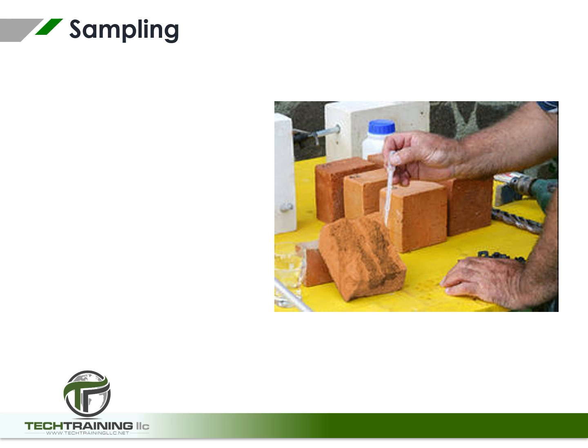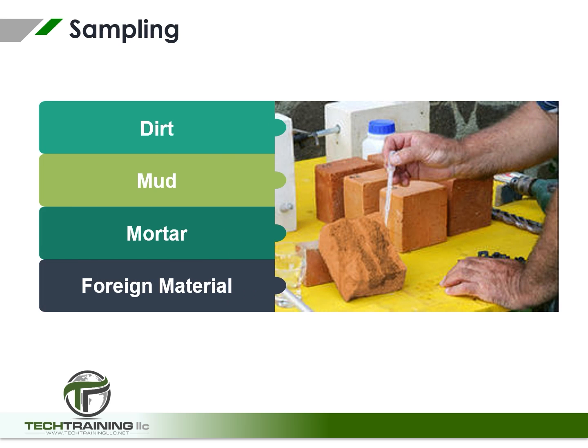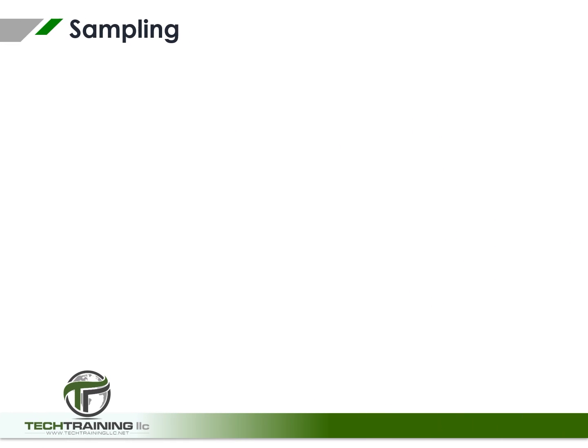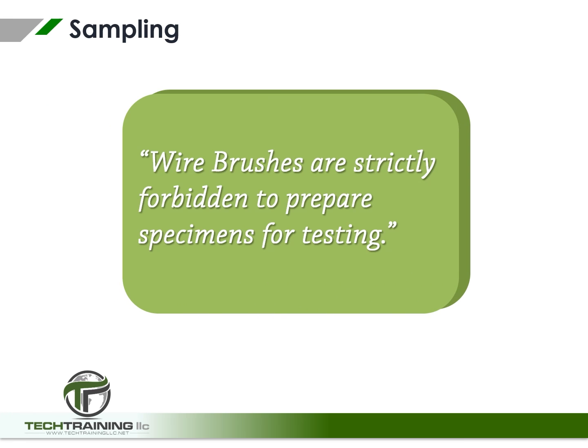Specimens shall be free of or brushed to remove dirt, mud, mortar, or other foreign materials associated with the manufacturer's process. Brushes used to remove foreign material shall have bristles of plastic or horsehair. Wire brushes are strictly forbidden to prepare specimens for testing.